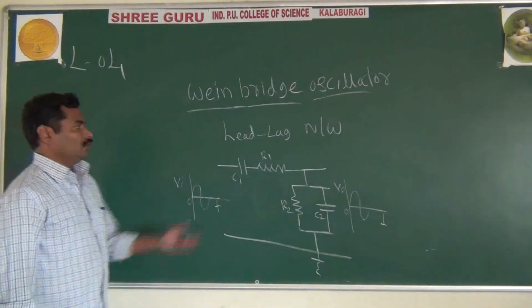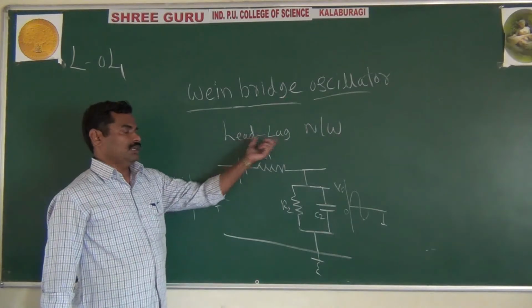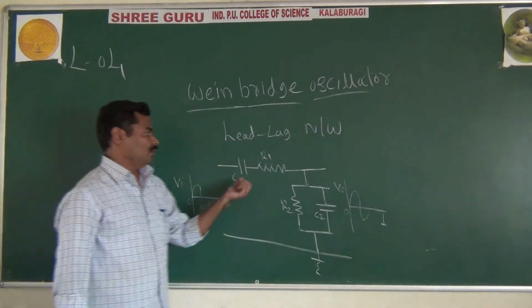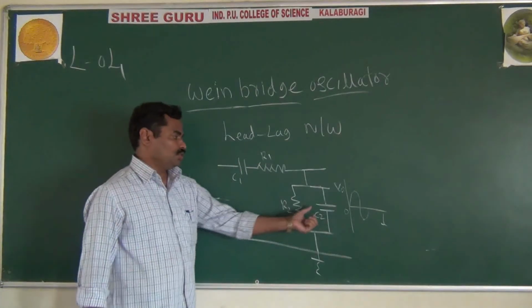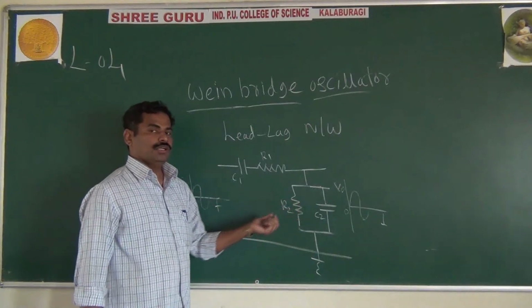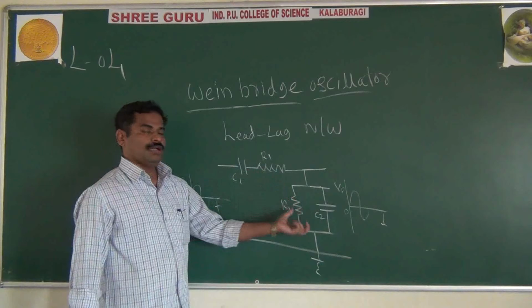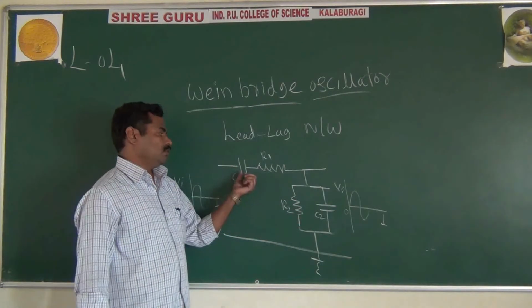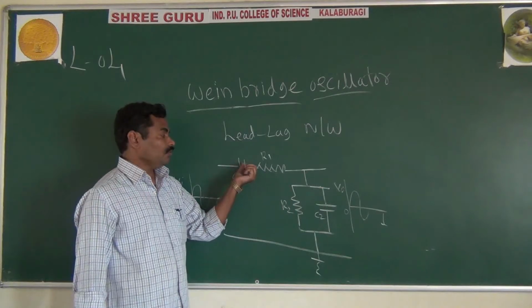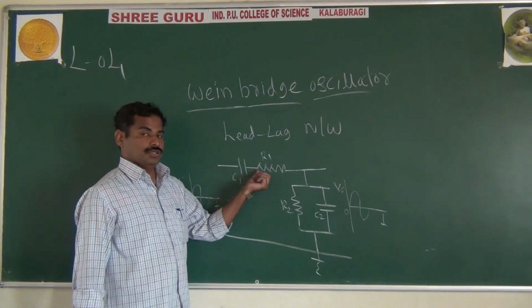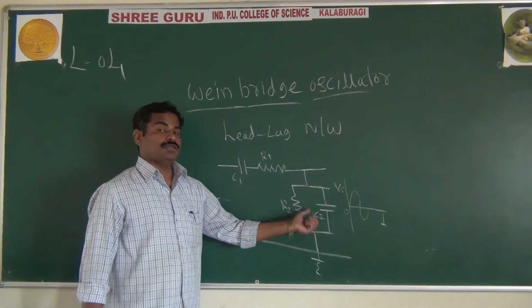Look here, what is called lead lag network? It contains C1, R1 in series, and also R2 and C2 in parallel. Actually it contains a series resonance and a parallel resonance. R1 and C1 in series, that is called series resonance circuit. Also R2 and C2 in parallel, that is called parallel resonance circuit.